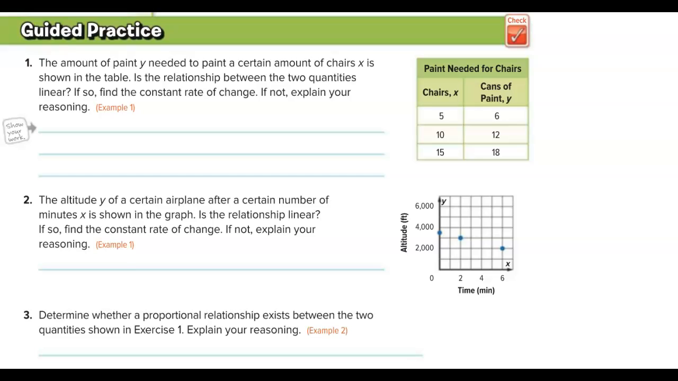So what are these changing by? 5, 10, 15, and up by 6, 6, 12, 18. Is that constant? Yes. So is the relationship linear? Yes. And then you have to explain. It has a constant rate of change. Let's get that vocab in there.